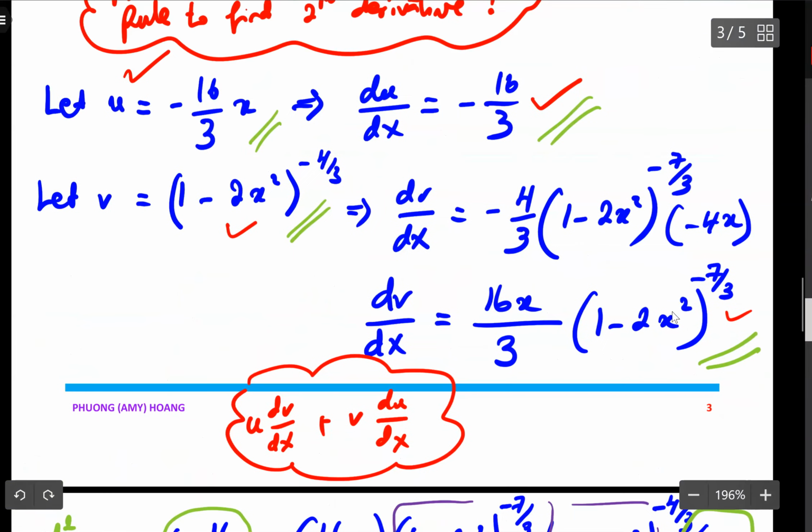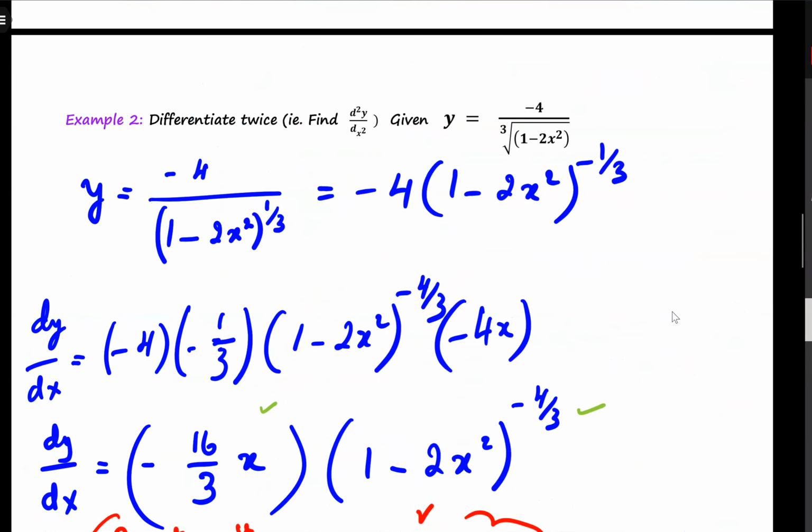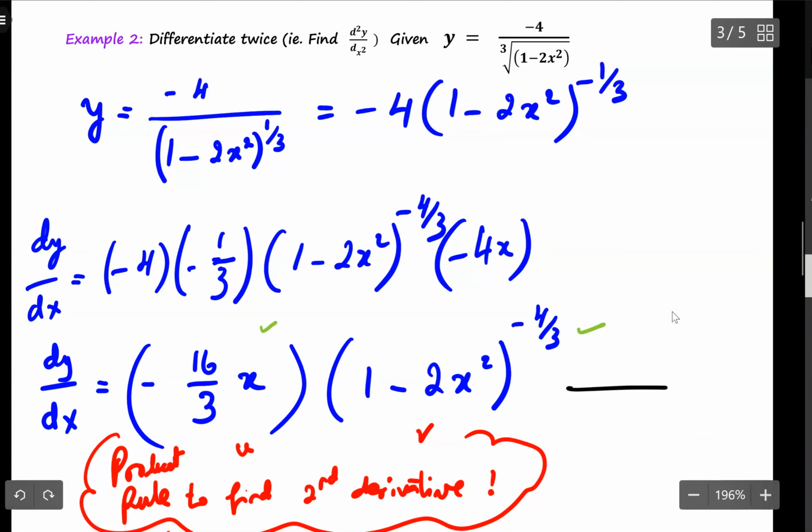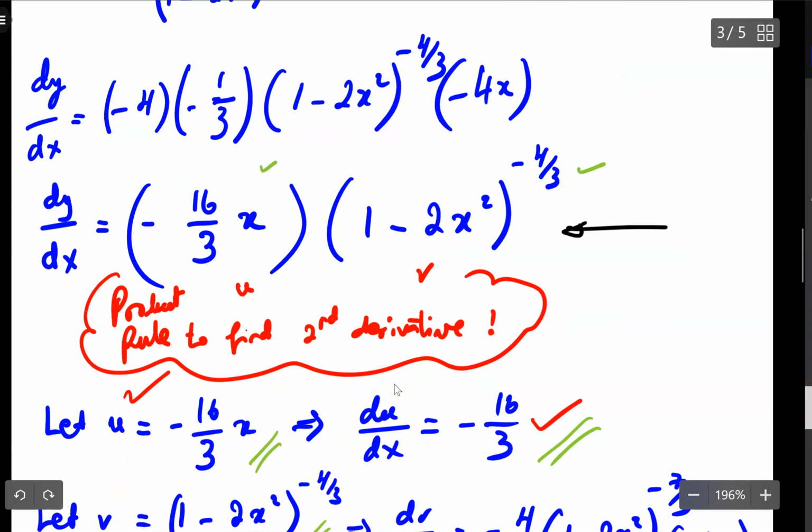Okay, so in this case, for this question, after you found the first derivative, here is our first derivative, right? Okay, that's the first derivative. So what I have to do is analyze my result, and I see that I have a product here. So negative 16/3x, a product of two functions. So then I have to identify u and v, and then apply another derivative to this. Then I have to use a product rule.